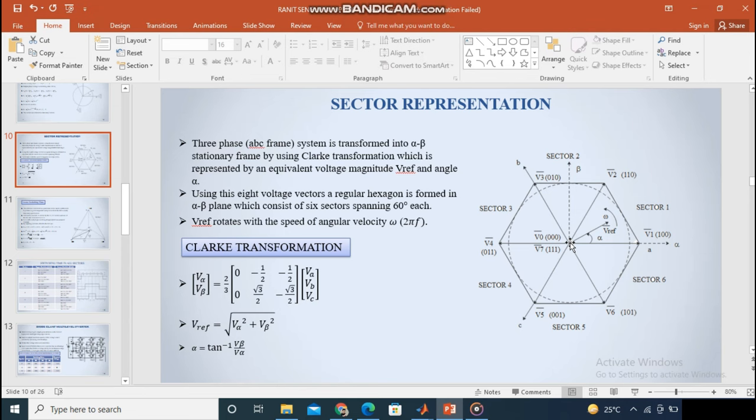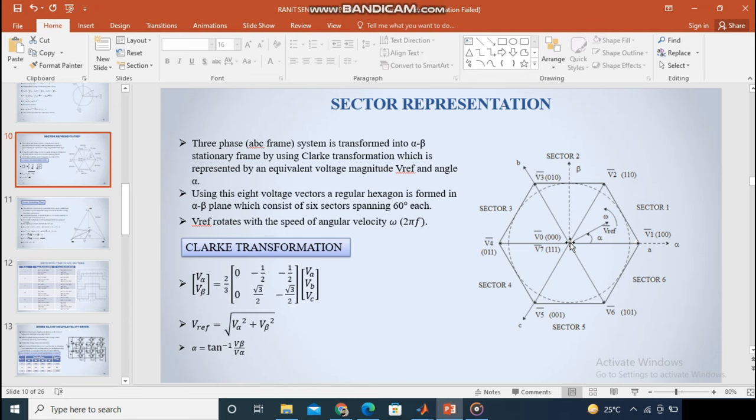So this is the representation of sector 1. The first one is for A leg, that is VAN, the second one is VBN, and the third one is VCN. The switching transition is 000, 100, 110, 111. And after that, 111 is reflected because we have to generate the quarter wave symmetry. So that is 111, 110, 100, then again 000. For 000, the time is T0 by 2, after that T1. For V0 and V7 the total time is T0 or TZ. Individually, V0 is T0 by 2 and V7 is also T0 by 2, because both are null vectors. For V1 the switching time is T1, and for V2 it is T2.